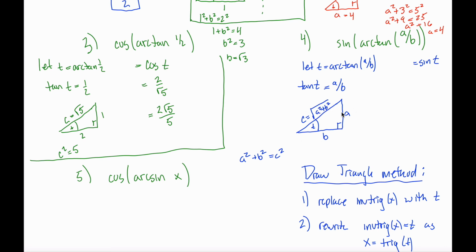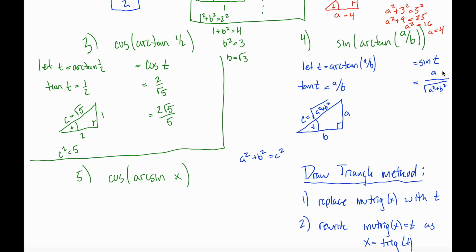It's a weird looking triangle this time. It's not quite as pretty as it was before when I had numbers in place of all the different side lengths, but it'll do. I want to figure out the sine of t, no problem. Come down here and remember sine is opposite over hypotenuse. So in this case, it would be a divided by the square root of a squared plus b squared.